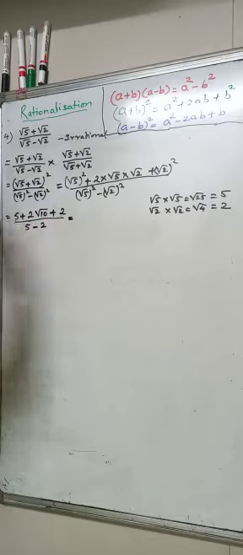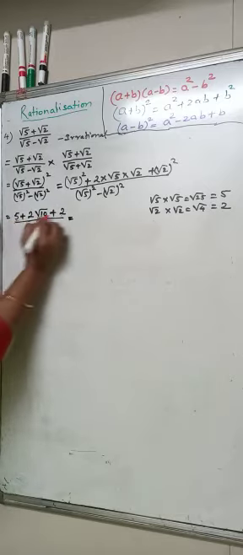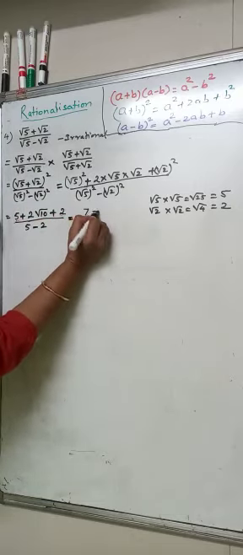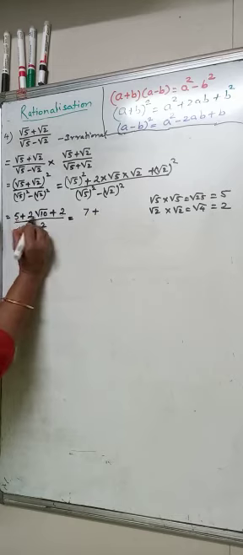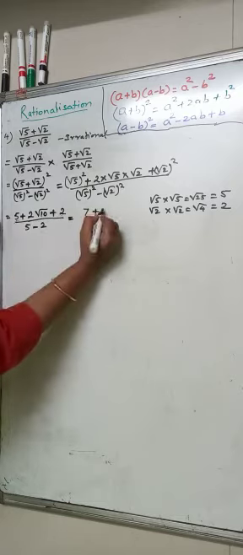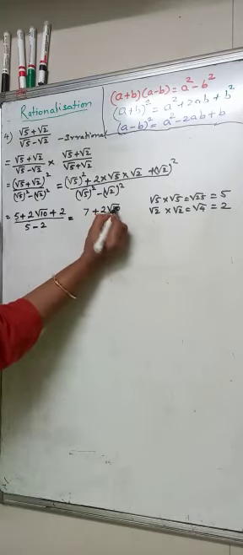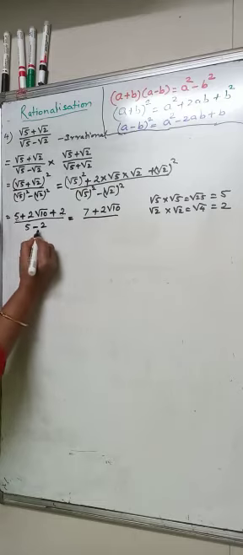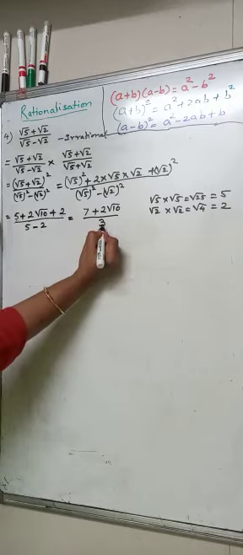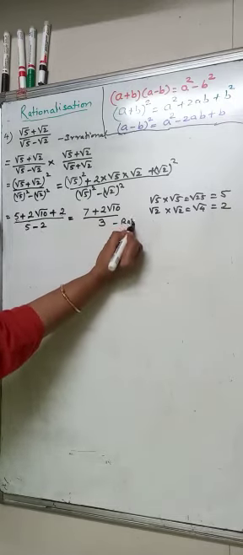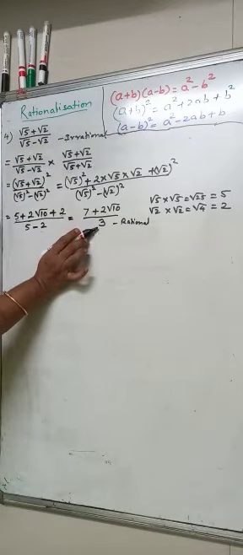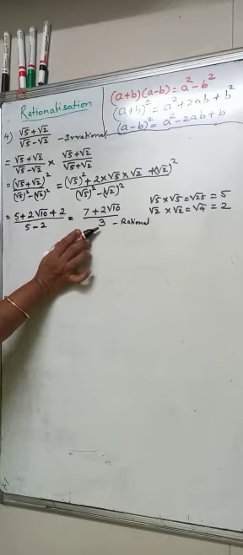Now 5 and 2 can be added together. So 5 plus 2 is 7, plus this cannot be added because 5 and 2 are like terms, this is not. So 7 plus 2√10 upon 5 minus 2, which is 3. This is your final answer. 3 is a rational number. So an irrational denominator is converted into a rational denominator.